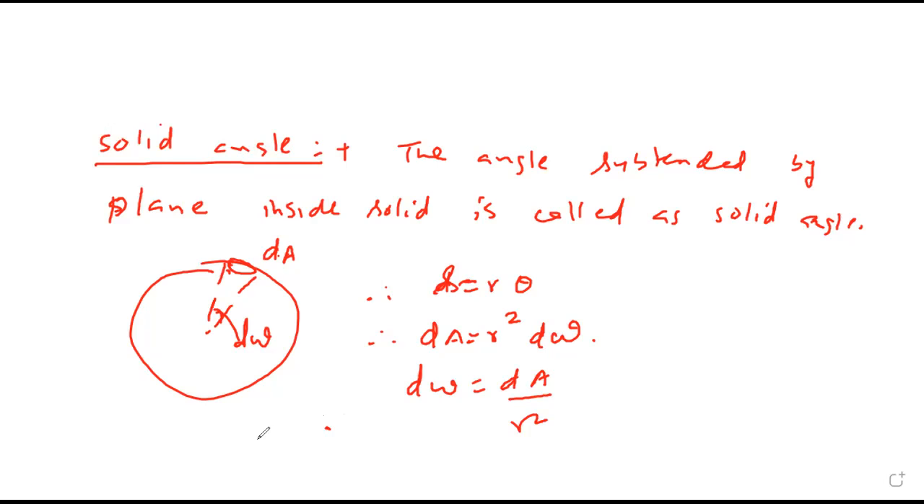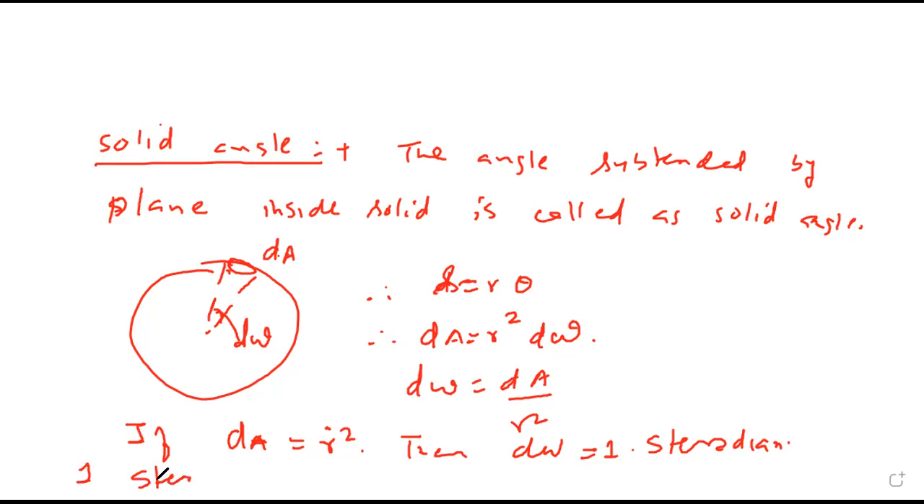Hello? Yes. That means if dA has value equals to r square, then we will get d omega equals to 1. This is called 1 steradian. So 1 steradian is solid angle subtended by surface area of sphere, which is equals to radius of the sphere squared.